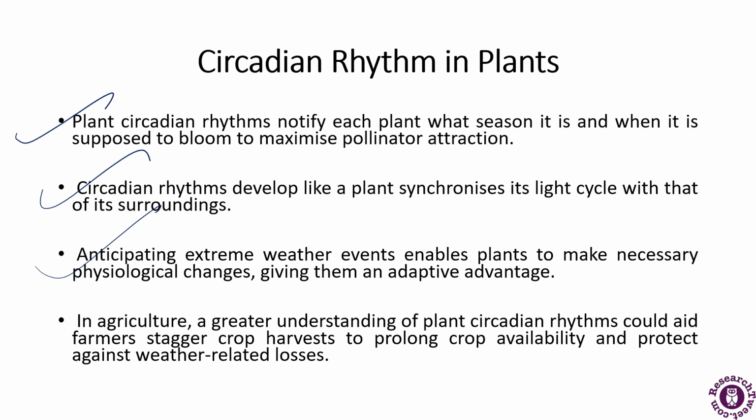The next is about anticipating extreme weather events, where plants make necessary physiological changes, giving them an adaptive advantage. And the last is about agriculture, in which a greater understanding of plants' circadian rhythms could aid farmers to stagger crop harvest to prolong the crop's availability and protect against weather related losses also.